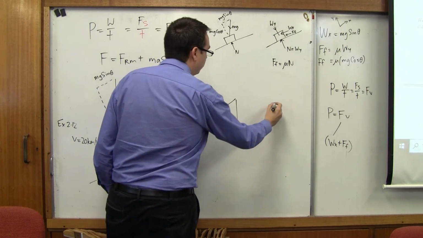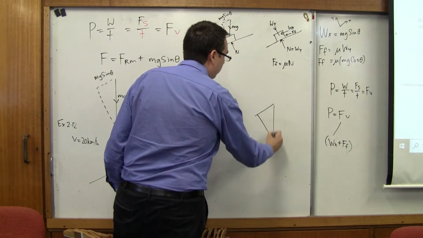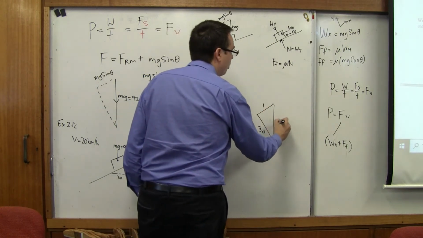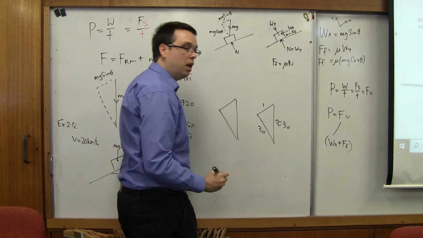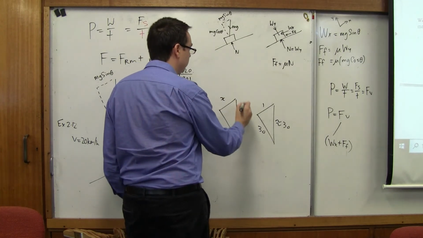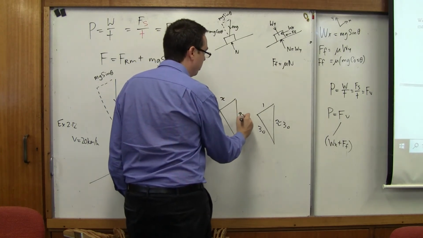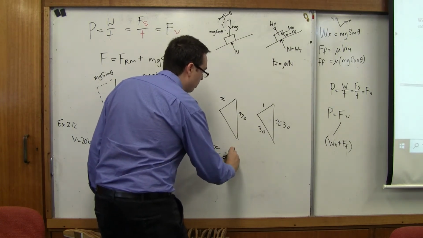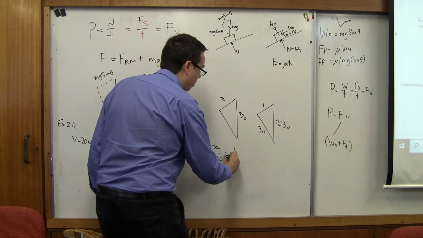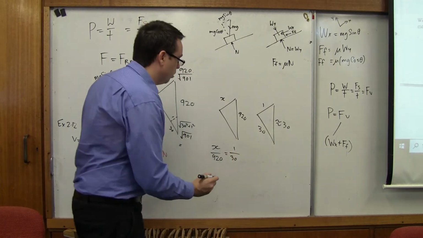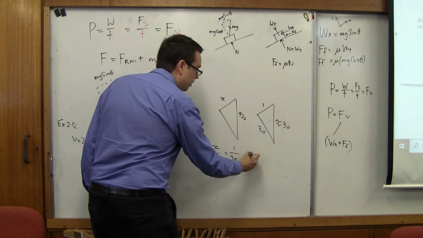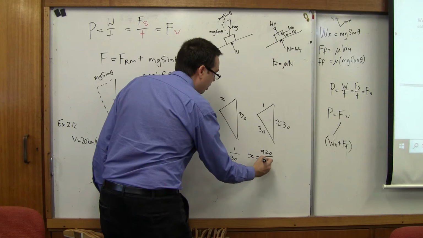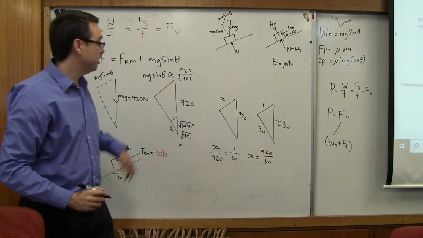What we know is that if we have these two triangles, we've got this number that is 31 and a number that is pretty much 30. And in our ratios, we want to find x and we know 920. So we can write x divided by 920 equals 1 divided by some number that's pretty close to 30. Using our algebra, x is equal to 920 divided by a number that's pretty close to 30. And that's exactly what we've done here.